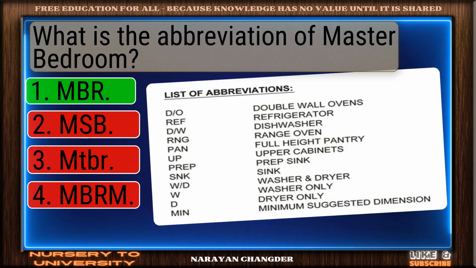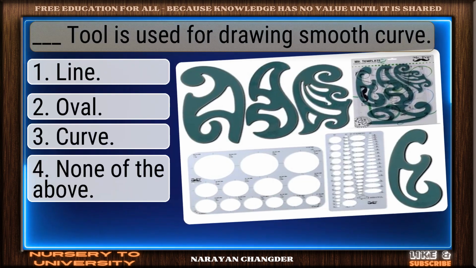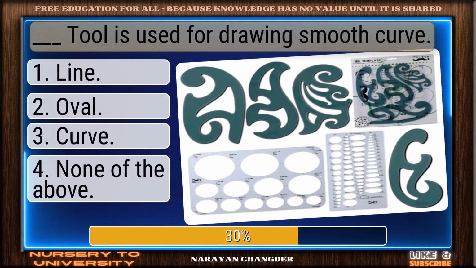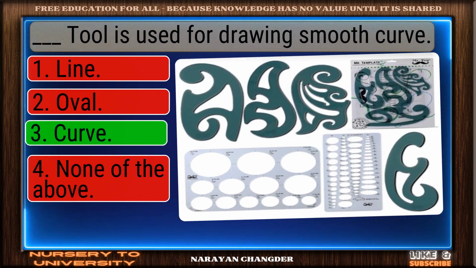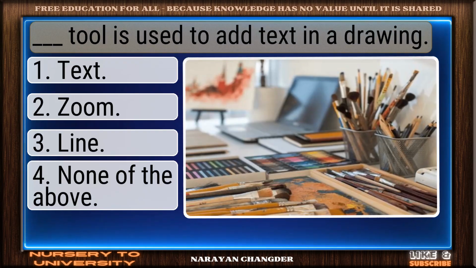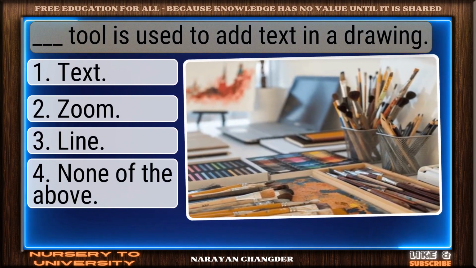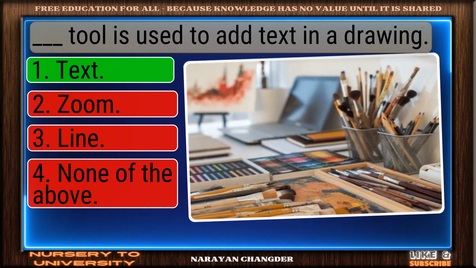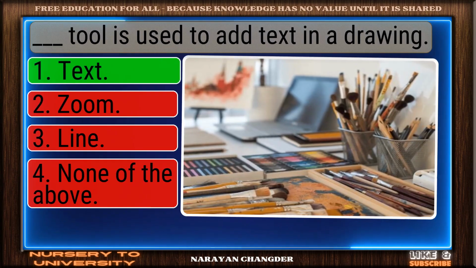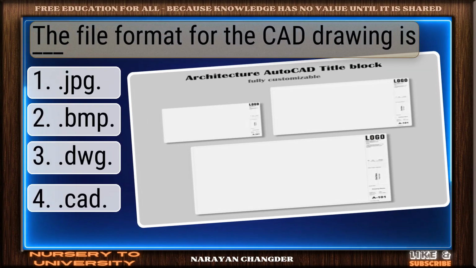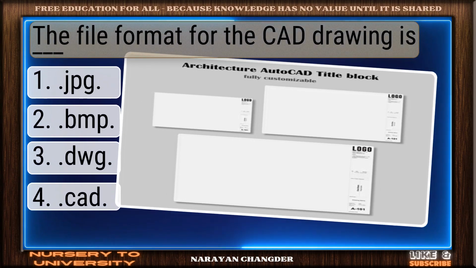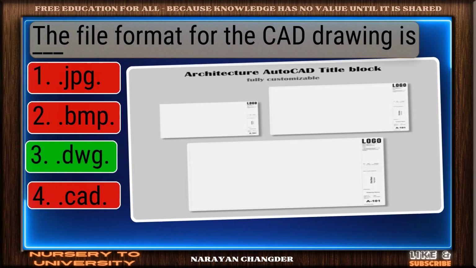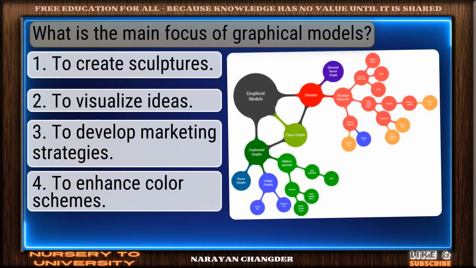Smart pick. Number is correct. Dash tool is used for drawing smooth curve. Right choice. Curve is best. Dash tool is used to add text in a drawing. Nicely done. Text is solid. The file format for the CAD drawing is dash. Perfect. Debug is the one.